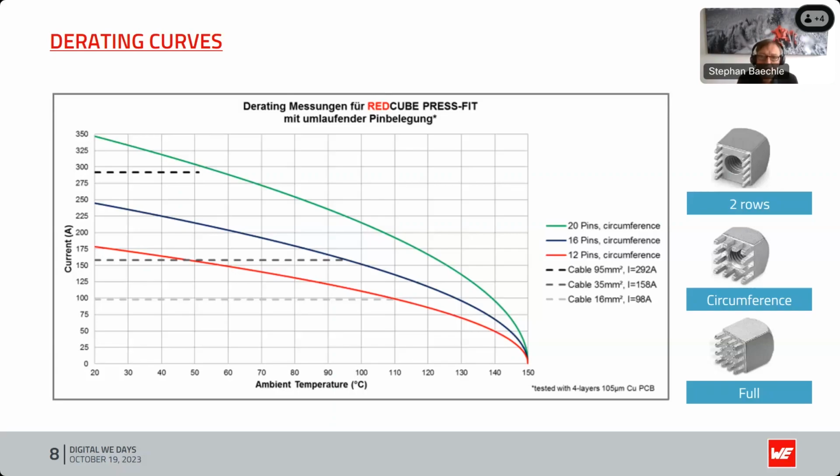If you use a cable, for example, with 95 square millimeters, you can only handle 292 amps and not the 350. So when you want to use the 20-pin connector with 350 amps, you have to use a bigger cable, like 120 square millimeters, for example. All the derating curves end at 150 degrees, but this is related to the FR4 material of our PCB. And the test was done with a standard FR4 PCB with 4 layers of 105 micrometers per layer.